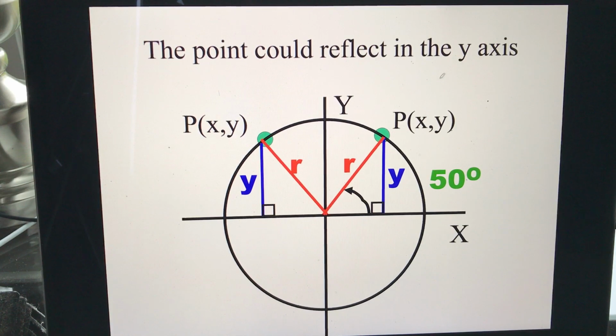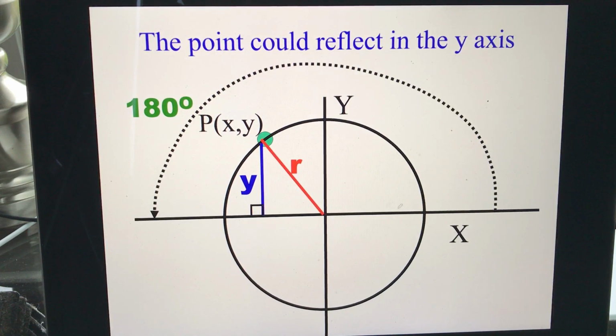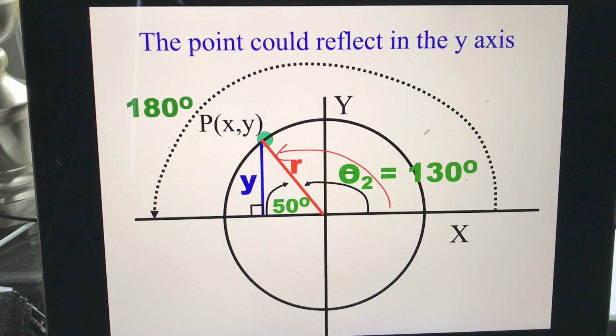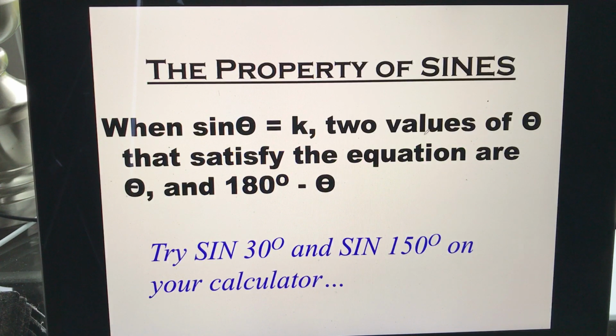And that point is over here, a reflection across the y-axis. So this is my y, this is my y, there's my r, and there's my r. I have 50 degrees here. Now the question is, what angle is that? Well, if I know the whole thing is 180, and if I know that's 50 degrees in there, then that angle is 130. What we're seeing here is called the property of sines. When sine theta is equal to a value, there are two values of theta that are going to satisfy the equation.